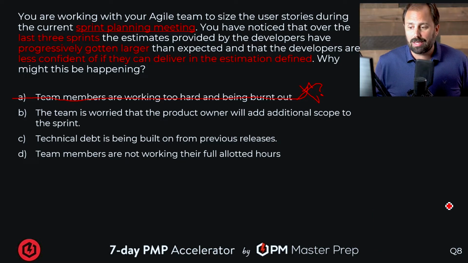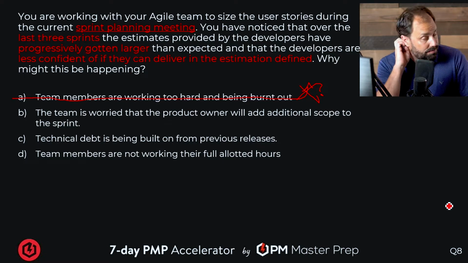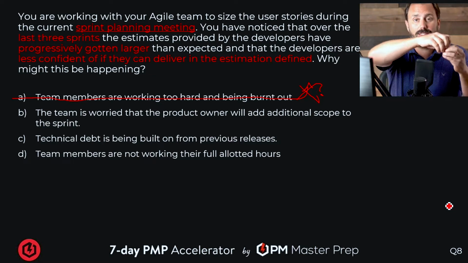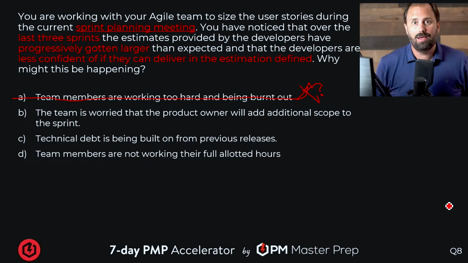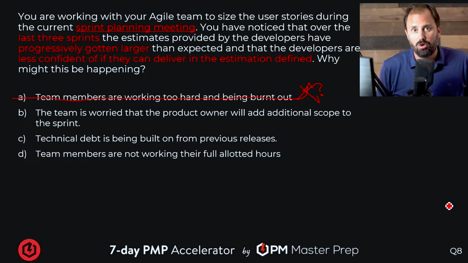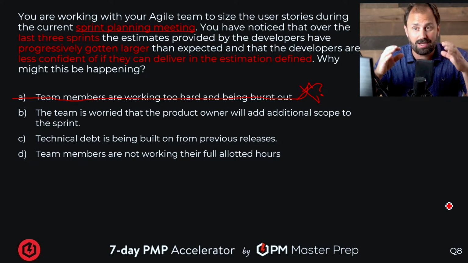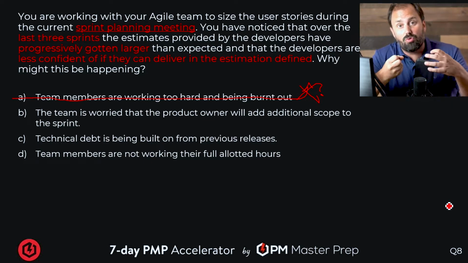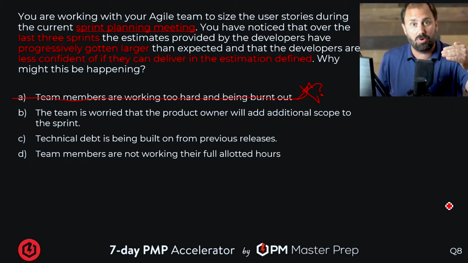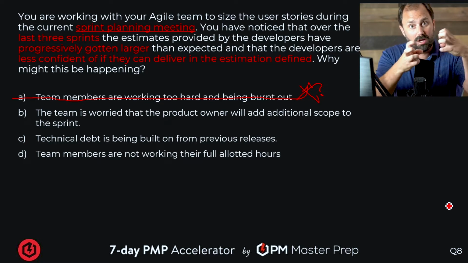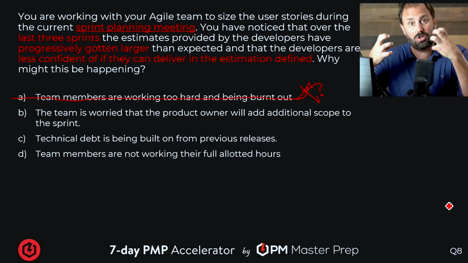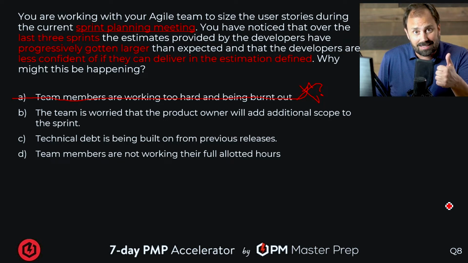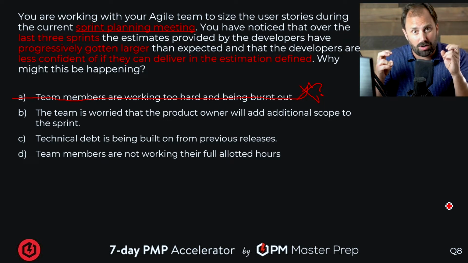The team is worried that the product owner will add additional scope to the sprint. All right, so if the product owner puts on the team and says, oh, I'm gonna add some more. First of all, is that legal in Scrum or in sprints? No, you shouldn't do that. That's why we have a time box, right? That's why we're having this sprint planning meeting, to decide what the team can pull in to fulfill and meet the sprint goal. And we're having this conversation in a heated, positive way to make sure we get there. So in essence, this is a violation of what the framework says.